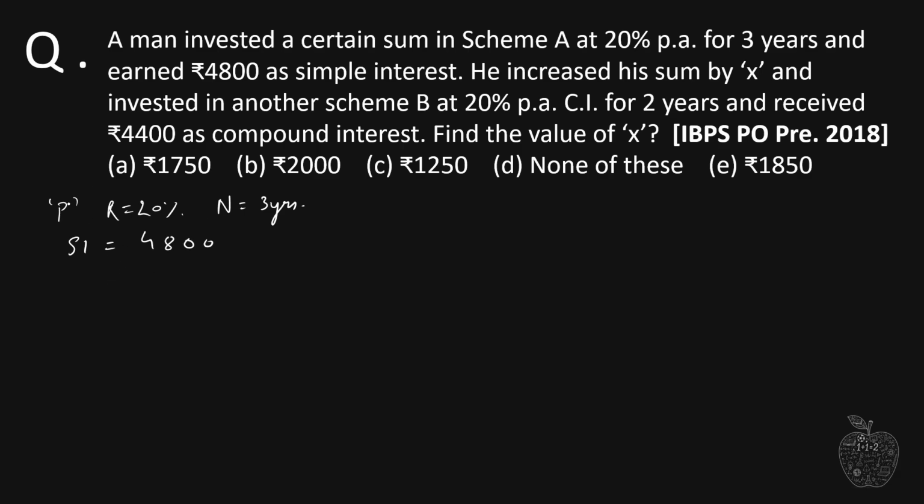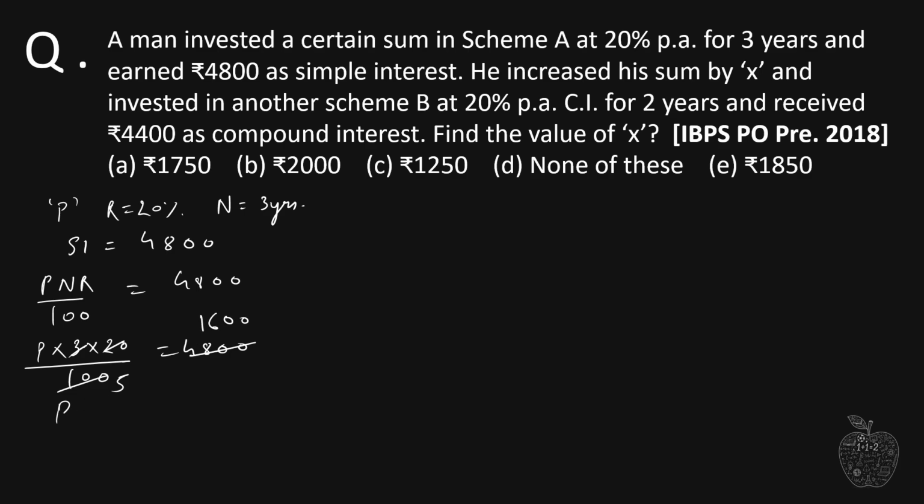Now from this information we can calculate the value of P. So the formula for simple interest is what? PNR over 100, and this is equal to 4800. P we don't know. N is 3 years and R is 20, divided by 100, is equal to 4800. So 20 ones are 20, 5s are 25, 3 sixes are 18, 00. So we get the value of P as 1600 into 5, and we get the answer as 8000. So our P is 8000.